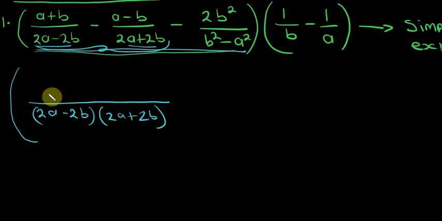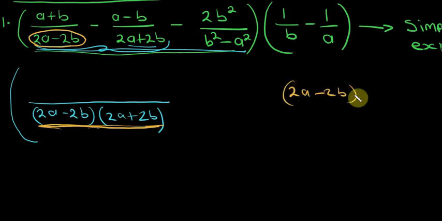Now what do we put here on top? What's our numerator? For our numerator, we ask ourselves a question. How many times does this denominator go into this new one which we found here? How many times is that divisible by 2a minus 2b? So to find out the answer, we work it out in this case.